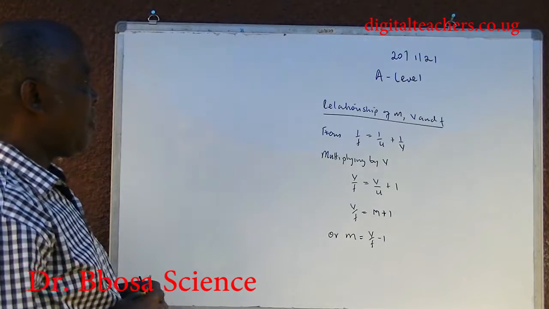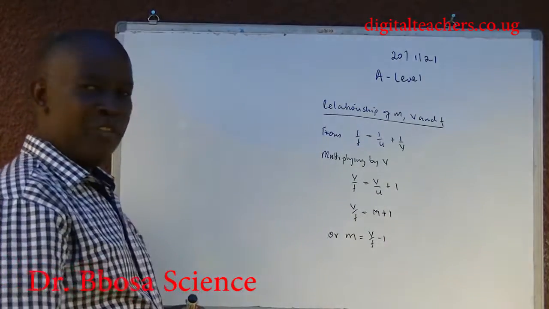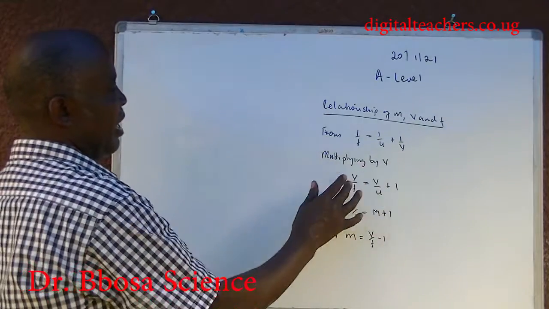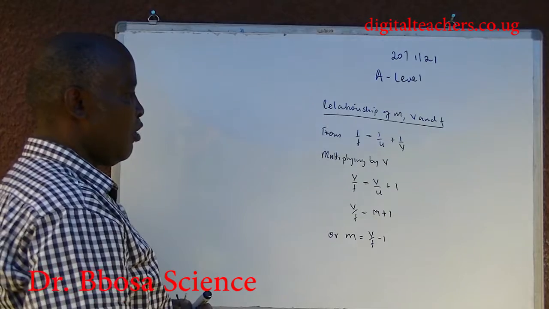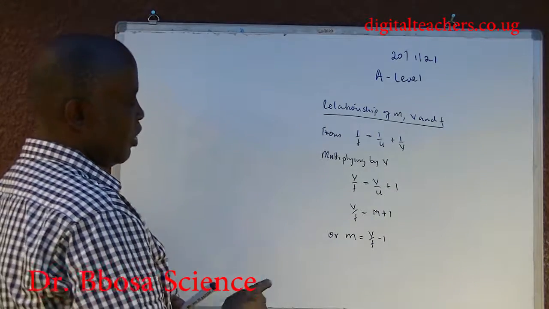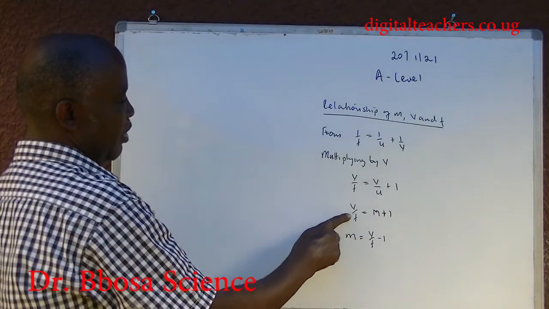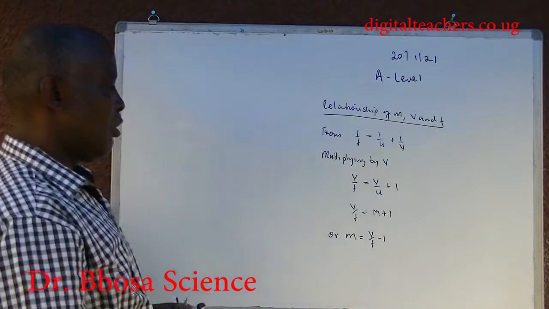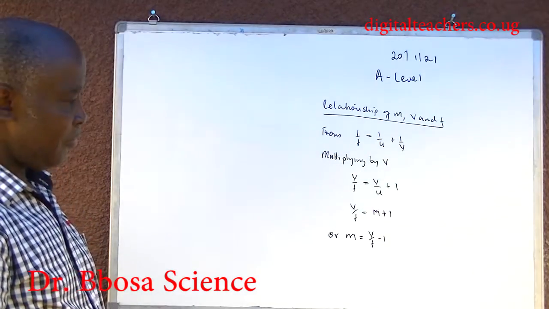The relationship between m, v, and f. From 1 over f is equal to 1 over u plus 1 over v. When we multiply by v throughout, we get v over f is equal to v over u plus 1. But v over u is equal to m, therefore v over f is equal to m plus 1, or m is equal to v over f minus 1.